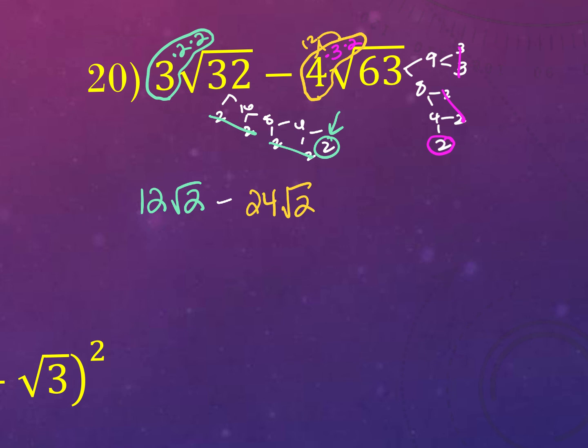They both have a square root 2. So now I get 12 minus 24, which is -12 square root 2.